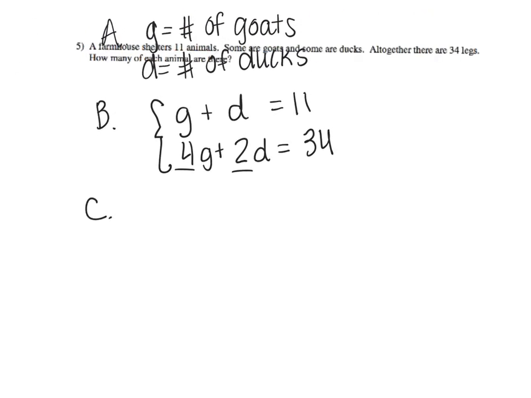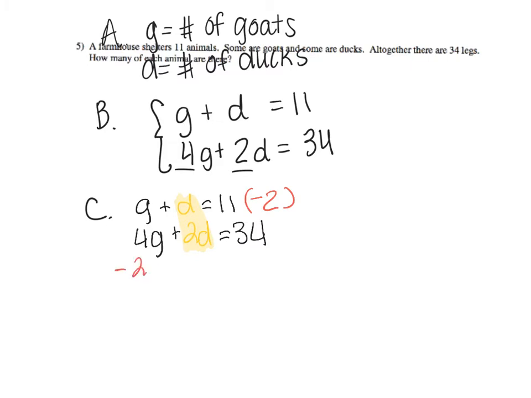So I'm going to recopy them here, and I'll have G plus D equals 11 and 4G plus 2D equals 34. I'm going to eliminate the D here, just because multiplying by 2 is much smaller than multiplying by 4. And I will do that by multiplying this by a -2 because I want them to cancel and they need to be opposites. So that will look like -2G minus 2D equals -22. And then I add straight down.